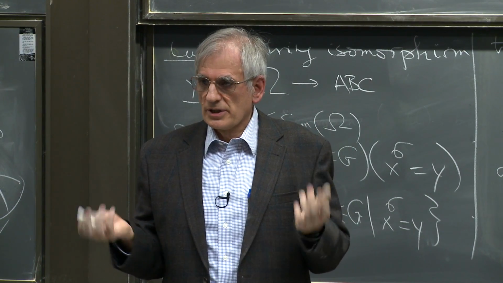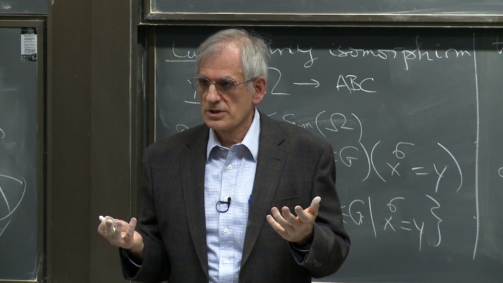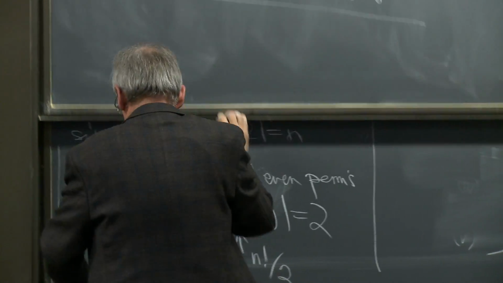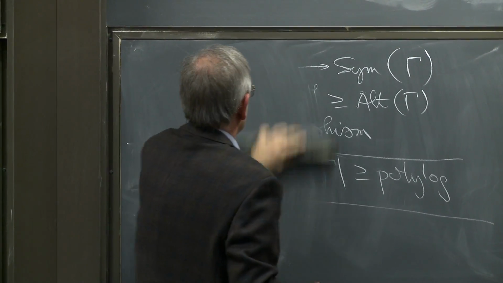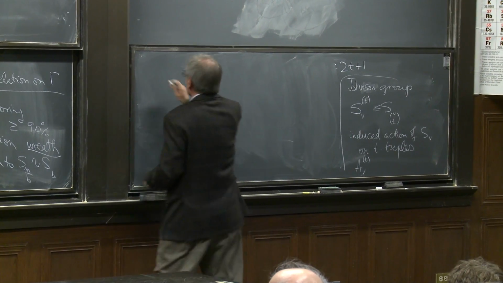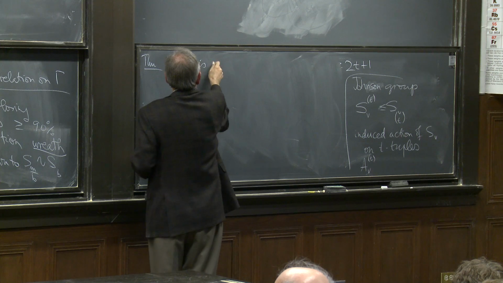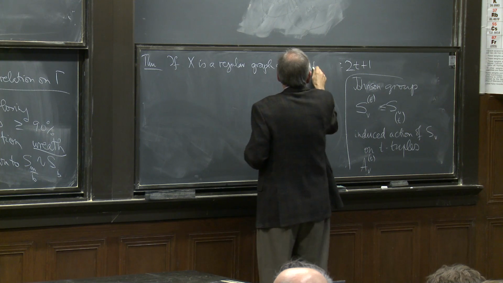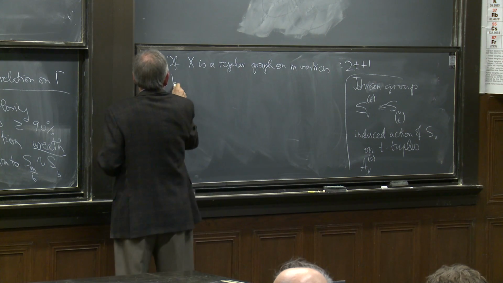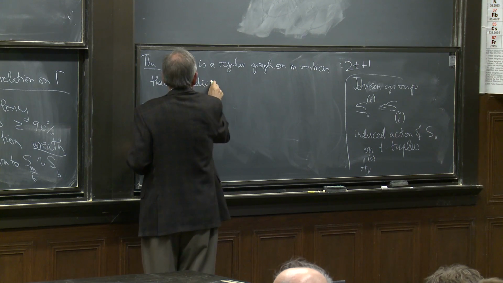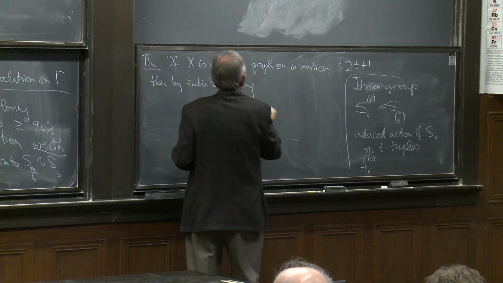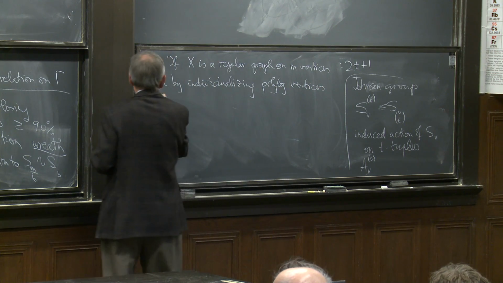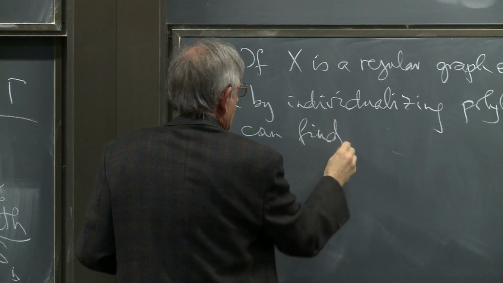So here comes the main combinatorial theorem. Johnson graphs are the only obstacles to efficient partitioning. The exact result is the following. If X is a regular graph on m vertices, then by individualizing a polylog number of vertices, we can find one of the following things.